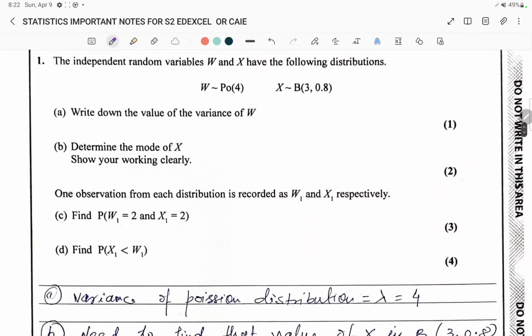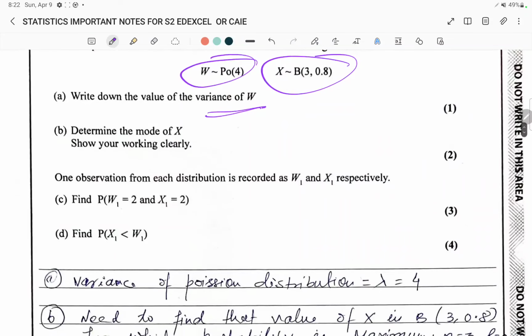The independent random variables W and X have the following distributions. This is your Poisson, we know that. This is binomial. Write down the value of the variance of W. We know that the variance of a Poisson distribution is lambda, right? So that is 4 only.